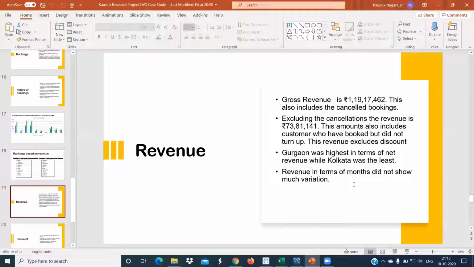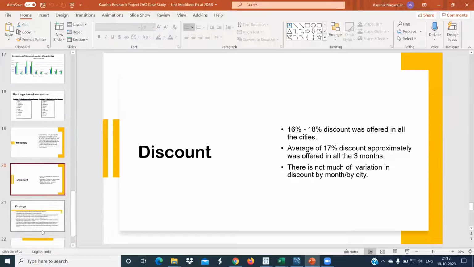Revenue in terms of months did not show much variation, which is why I have not presented revenue in terms of months in the form of a bar graph. Talking about the discount, 16 to 18% discount was offered in all the cities. An average of 17% discount was offered in all 3 months. There is not much variation in discount by month or city, which is why I have not shown a bar graph for discount.